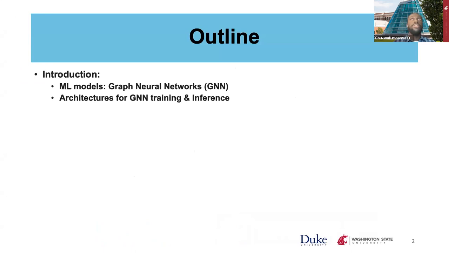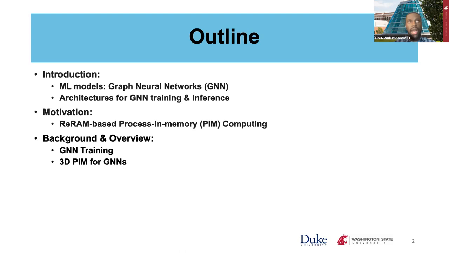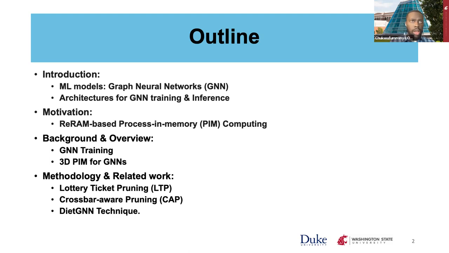So, a brief outline of today's talk. First, I introduce machine learning models, specifically graph neural networks, as well as the architectures used for training and inference. Then I motivate the use of processing-in-memory and computing architectures based on ReRAM crossbars. Then some more background and overview of GNN training and on 3D PIM architectures. Then I introduce the main topic in this work, which we call DART-GNN, and how we implement pruning for GNNs. And then I present the results and conclude the paper.